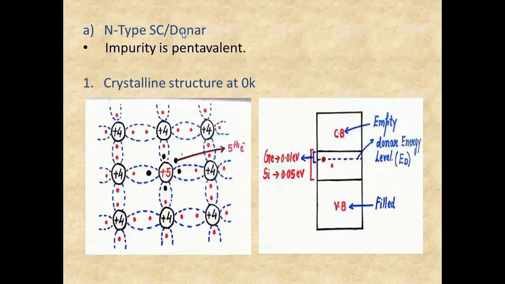For N-type semiconductor or donor, here the impurity will be pentavalent, which means 5 valence electrons. Let's see the crystalline structure at 0 Kelvin. Here is the crystalline structure. You can see the same structure I have repeated. The only difference is at the center I have kept the impurity, that is pentavalent, that is +5. With the black dots I have marked the 5 valence electrons of this impurity. 4 electrons are engaged in the bonding, but the 5th electron is a free electron. I have marked the 5th electron in red, and this is the energy band diagram. This 5th electron is also known as the excess electron, which is unable to participate in the bonding.